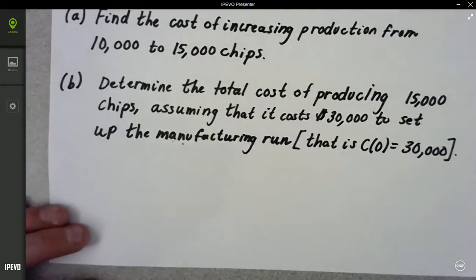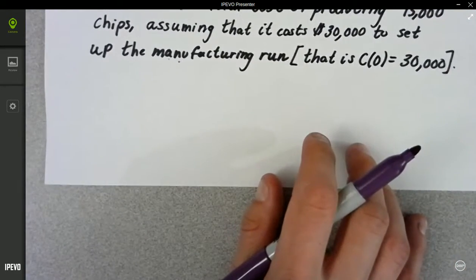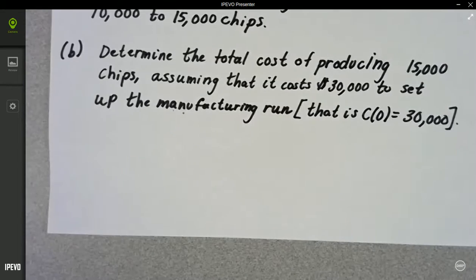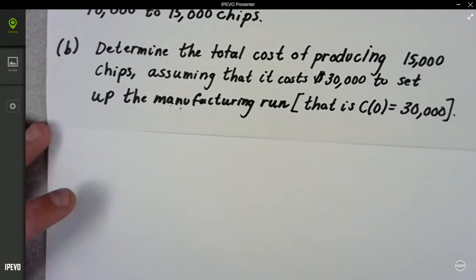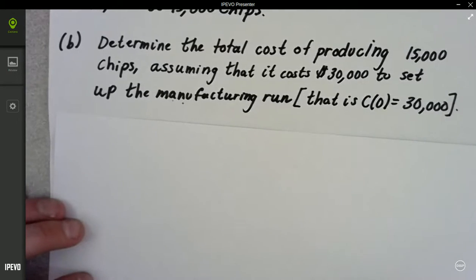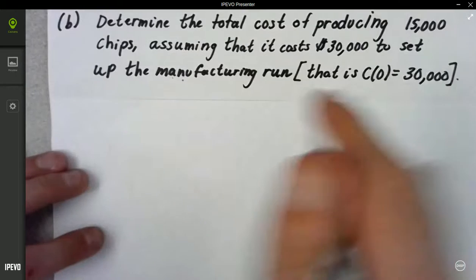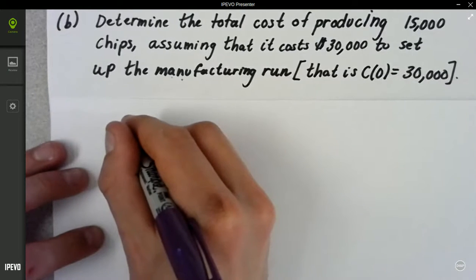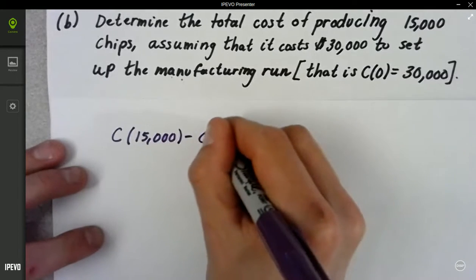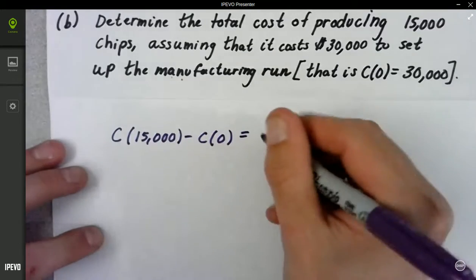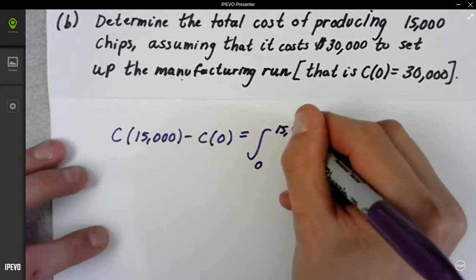So let's look at part B now. Determine the total cost of producing these 15,000 chips. In part A, we found how much it was going to cost to increase from 10,000 to 15,000, but we want to know the total cost. So the total cost means we take the cost of 15,000 chips minus the initial amount, that integral, going from 0 chips to 15,000 chips.